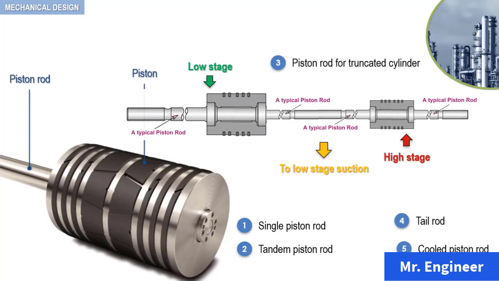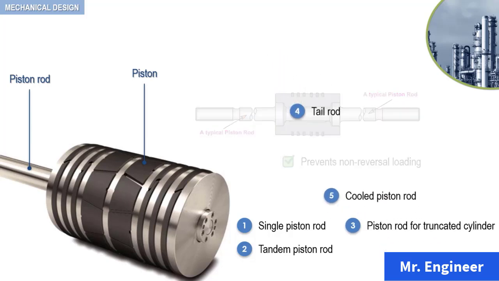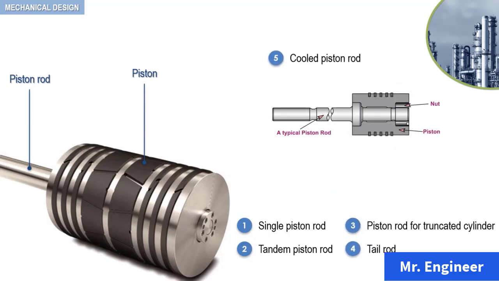In the tail rod arrangement, the piston is in the center of the rod, as depicted in this example. The rod is of the same diameter on both sides of the piston. In this way, non-reversal loading due to equal areas and pressures on both sides of the piston is avoided. Finally, in the last arrangement, the rods are drilled through the center axis, which allows for pressure-fed coolant to be circulated through the core. Compression heat dissipation is therefore facilitated.